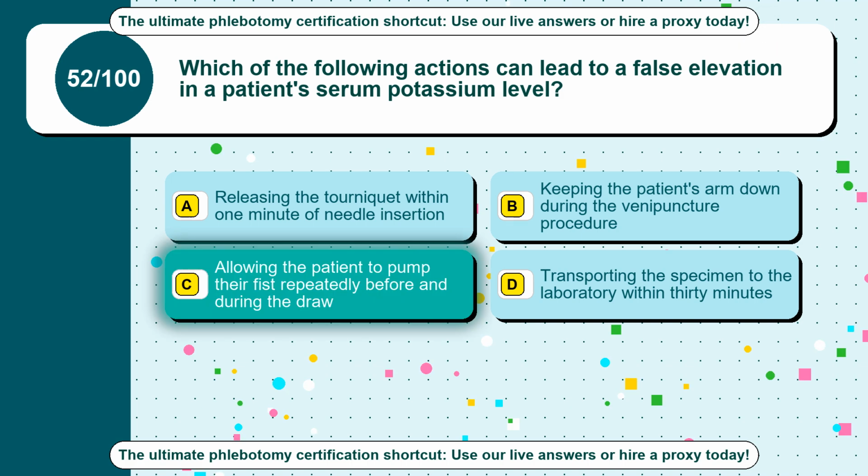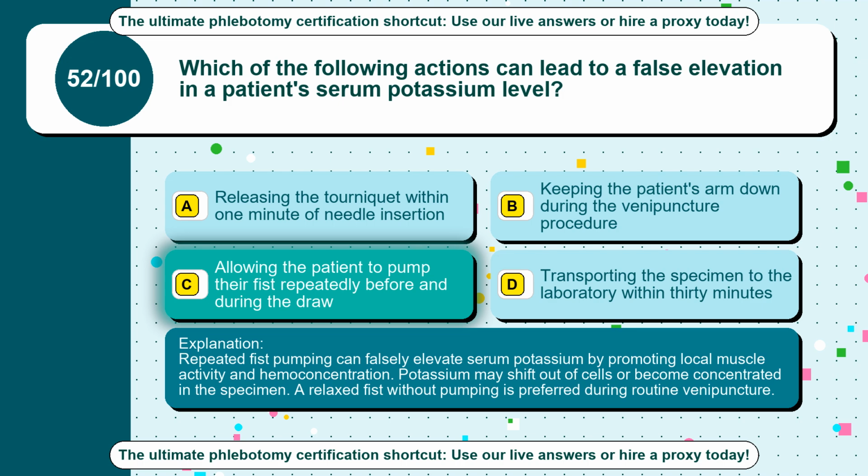The correct answer is option C, allowing the patient to pump their fist repeatedly before and during the draw. Repeated fist pumping can falsely elevate serum potassium by promoting local muscle activity and hemoconcentration. Potassium may shift out of cells or become concentrated in the specimen.